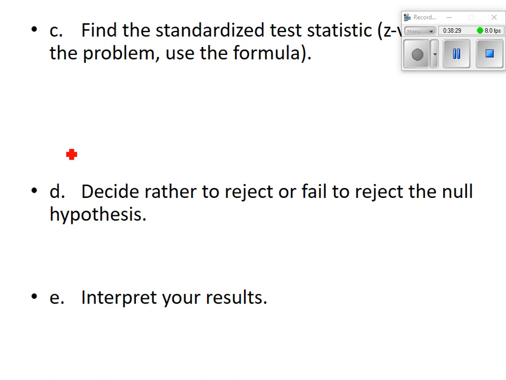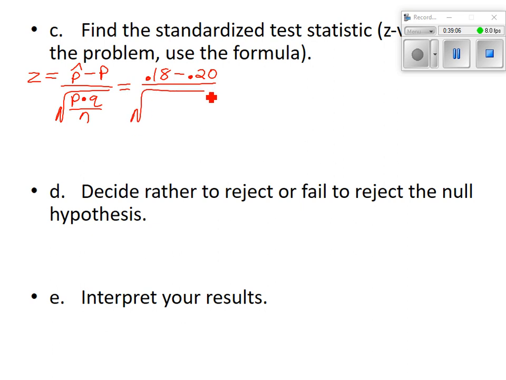Part C, find the standardized test statistic for this. The formula is p hat minus p over the square root of p times q divided by n. What was p hat? 0.18. P was 0.20, is that right? Yeah. That comes from the claim. What's Q then if P is 0.20? 0.80. And n is 1420.